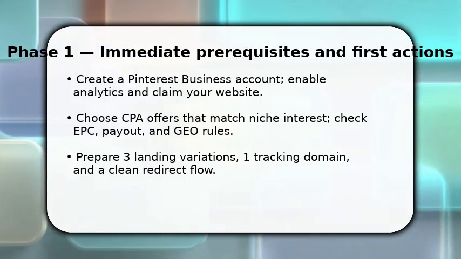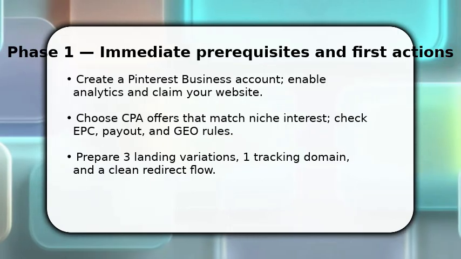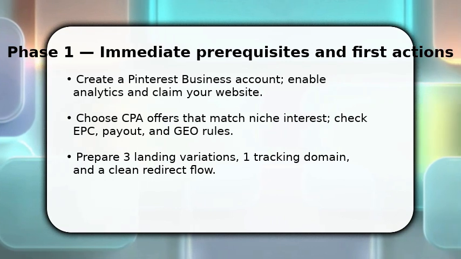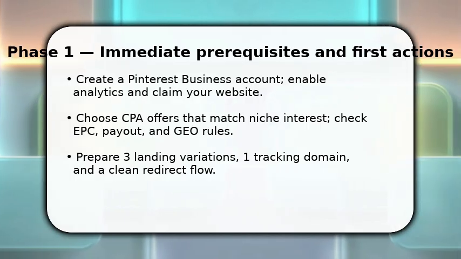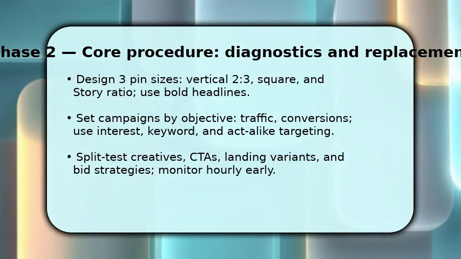Make sure to configure tracking tokens and campaign-level UTM parameters. This simplifies optimization. Finally, link the landing pages to your tracker and test clicks through the full funnel before you launch. You now create high-converting pins, vertical 2:3 images, a square option, and a story ratio.